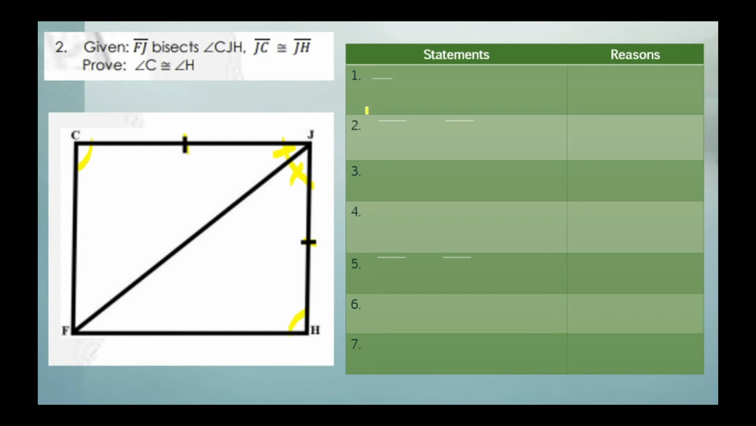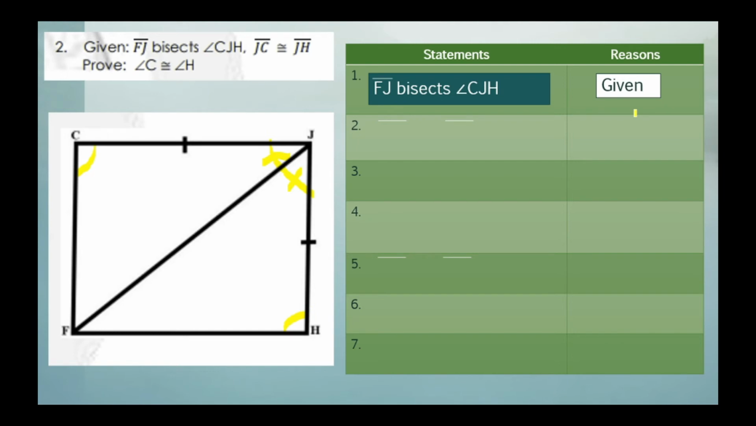So, let us start. Okay. So, our statement number 1, segment FJ bisects angle CJH. So, that is coming from the given. Now, our statement number 2, we also have another given, segment JC is congruent to segment JH. So, that is also given.